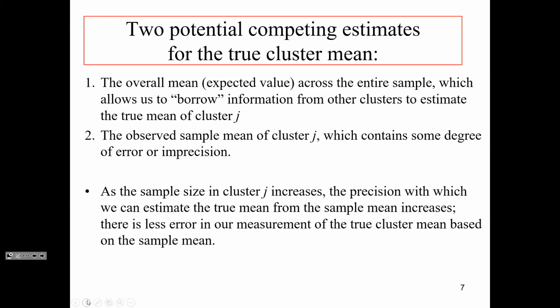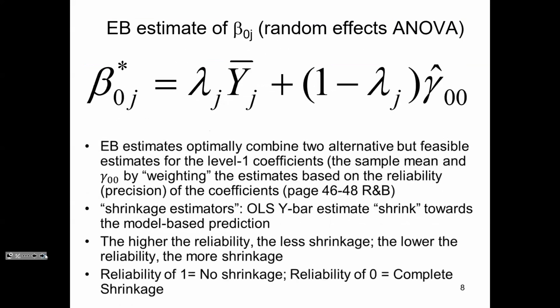So as the sample size increases, I have more precision to estimate that true school mean. So there's less error in the measurement of that true school mean based on the sample mean. So how does this play out? Well, this is how it plays out.